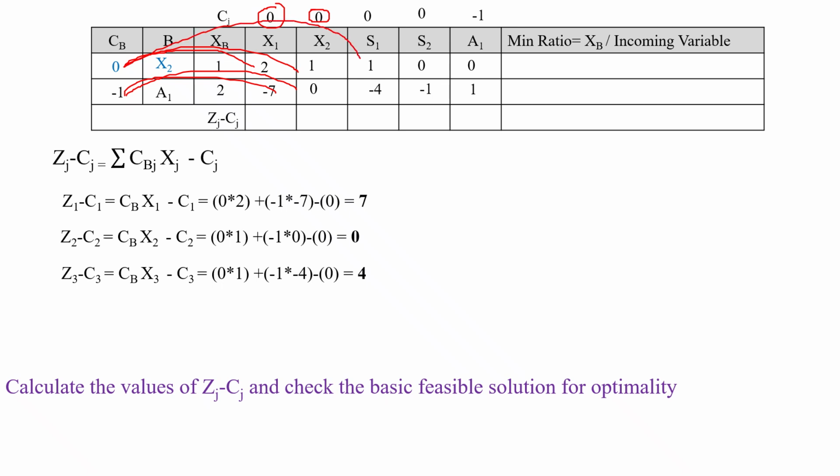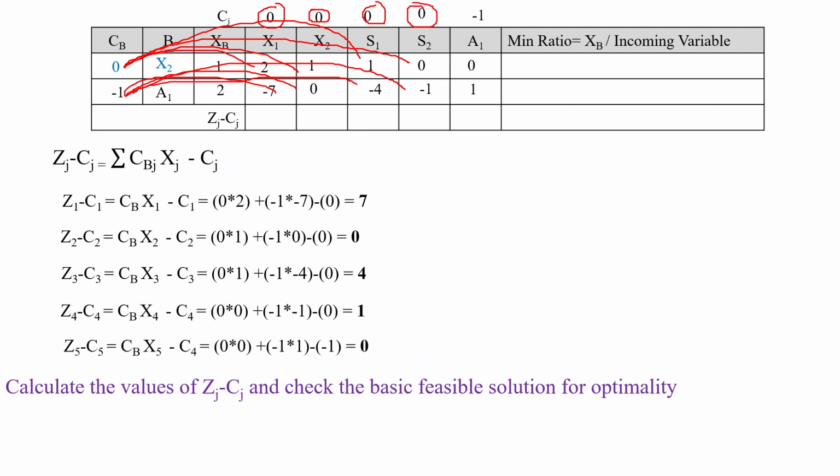Next, 0 into 1 plus minus 1 into minus 4, minus 0. It is 4. Next, 0 into 0 plus minus 1 into minus 1, minus 0. It is 1. Next, 0 into 0 plus minus 1 into 1, minus of minus 1. Its value is 0. So the Zj minus Cj values are 7, 0, 4, 1, 0.